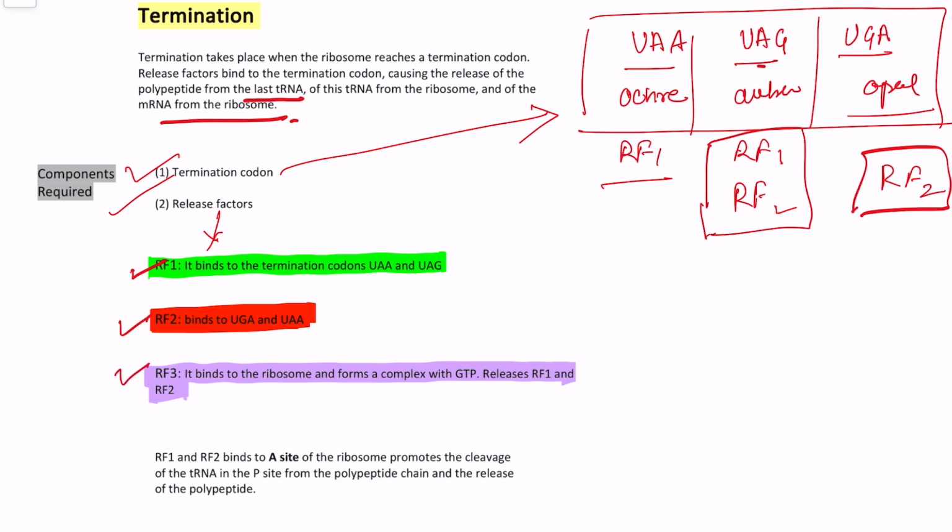Then comes release factor 3. It binds to the ribosome and forms a complex with GDP, and this is how it releases RF1 and RF2 from the complex, clear? An important thing is that RF1 and RF2 bind to a site of the ribosome, which promotes the cleavage of the tRNA in the P site, which I have told you earlier, from the polypeptide chain, and the release of the polypeptide happens over there, right?